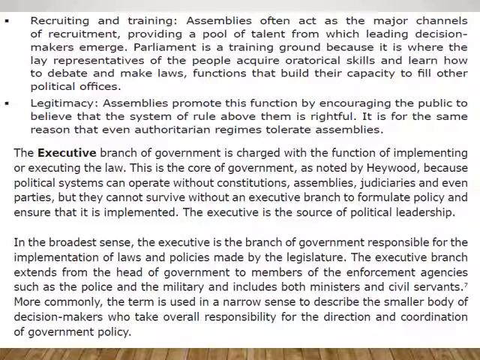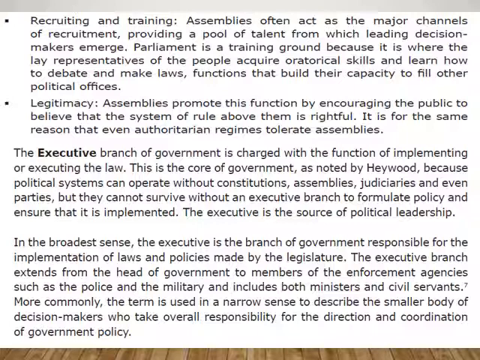Legitimacy. Assemblies promote these functions by encouraging the public to believe that the system of rule above them is rightful. It is for the same reason that even authoritarian regimes tolerate assemblies. So even dictator regimes, even totalitarian regimes, require this part of the functions because they see it as a protection from having the role taken away.